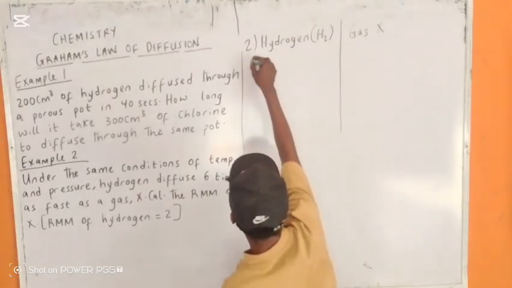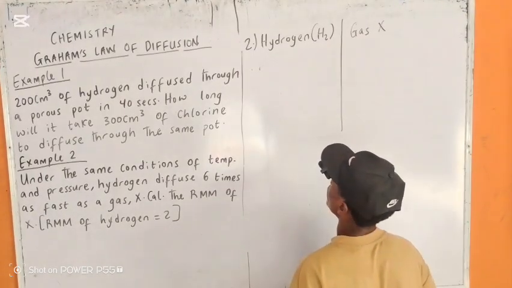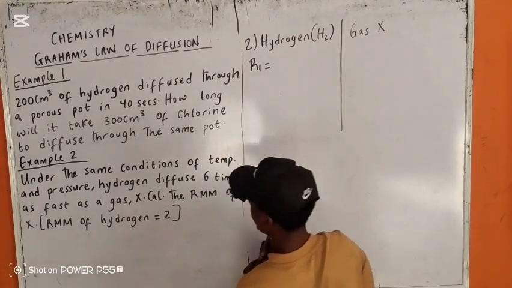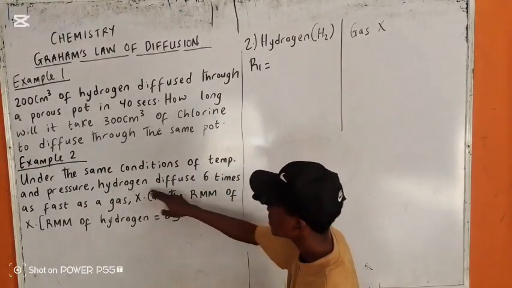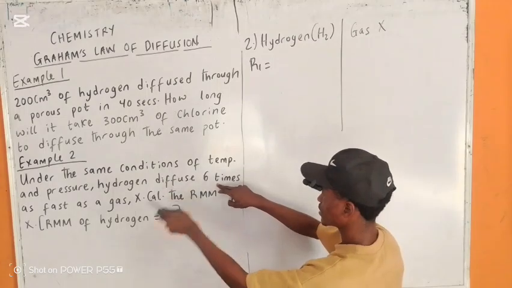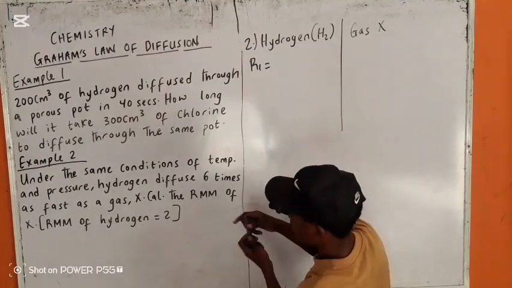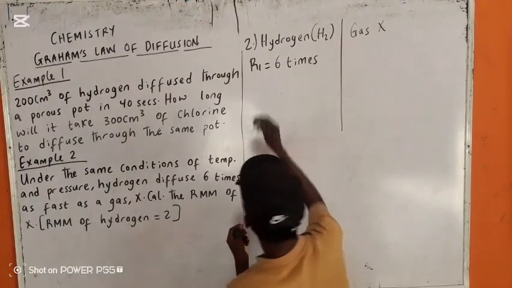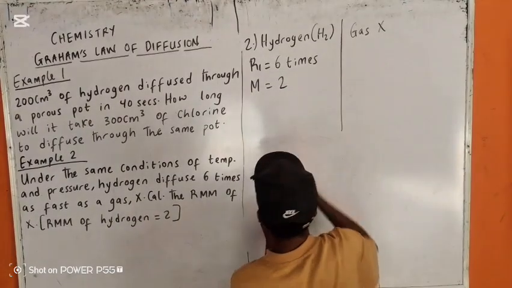So the formula we are making use of here is: let's start with R1. Now be careful: under the same conditions of temperature and pressure, hydrogen diffuses 6 times as fast as gas X. So the rate of diffusion of hydrogen is 6, and the molecular mass is 2. We have 2 here. That is M1.